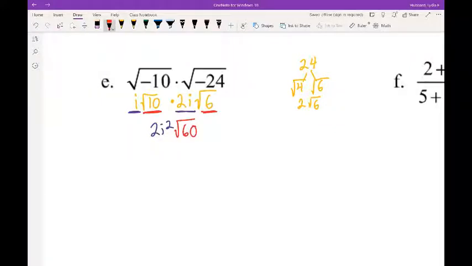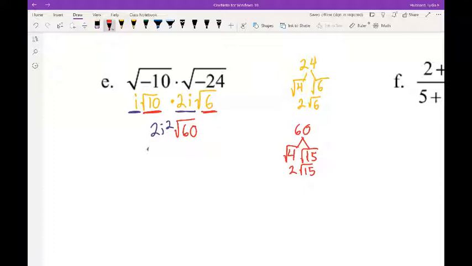I do need to see if that 60 simplifies any further, which it actually does, because it's going to split into 4 and 15. Yeah, 4 and 15. The square root of 4 is 2. Square root of 15 would just be radical 15.